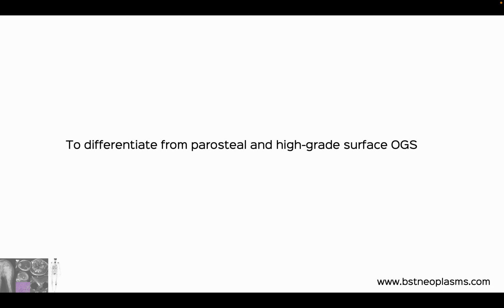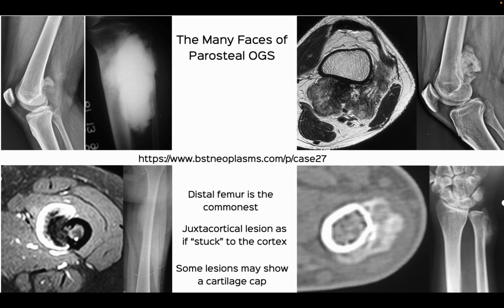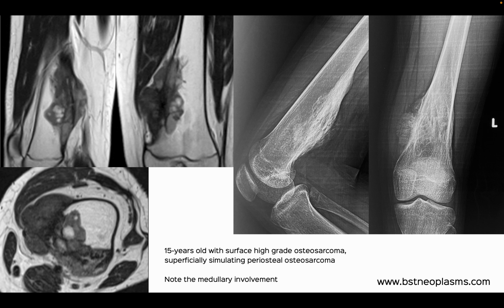As a surface osteosarcoma, we need to differentiate this from parosteal and high-grade surface. Now, parosteal we discussed in case 27, and I had multiple examples at the time. And you can see how you get a large area of new bone. Typically, the commonest site is the posterior aspect of the femur. But here you have a tibial lesion. You've got a whole bunch of different lesions seen here. And the cortex is rarely involved, and you almost never get marrow involvement.